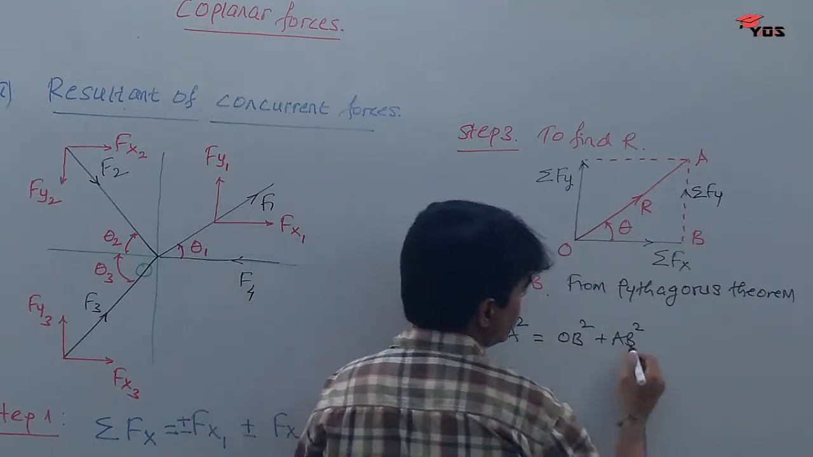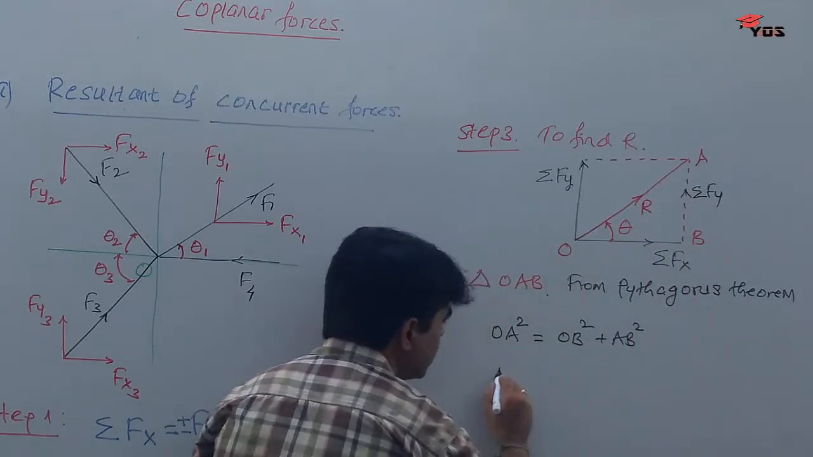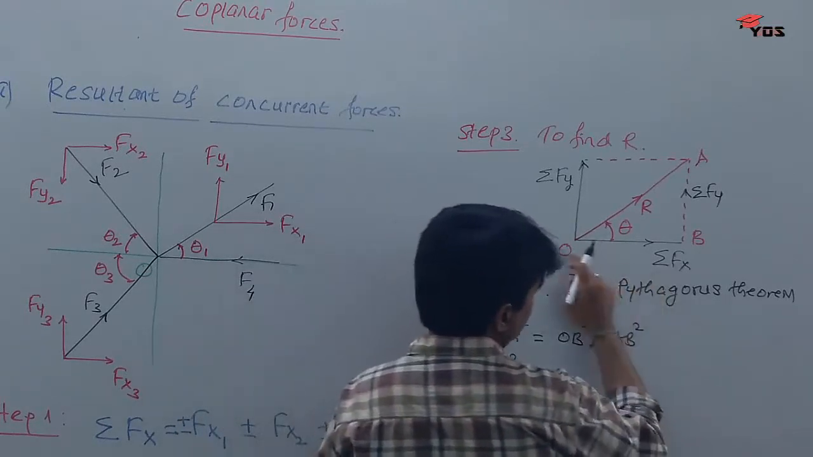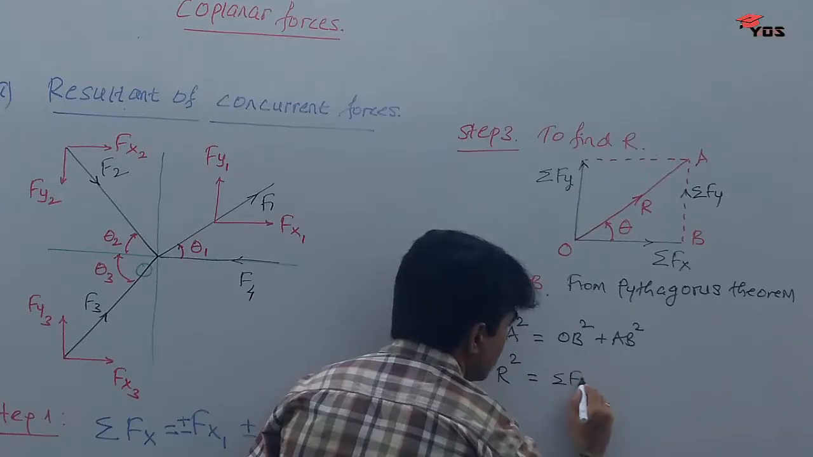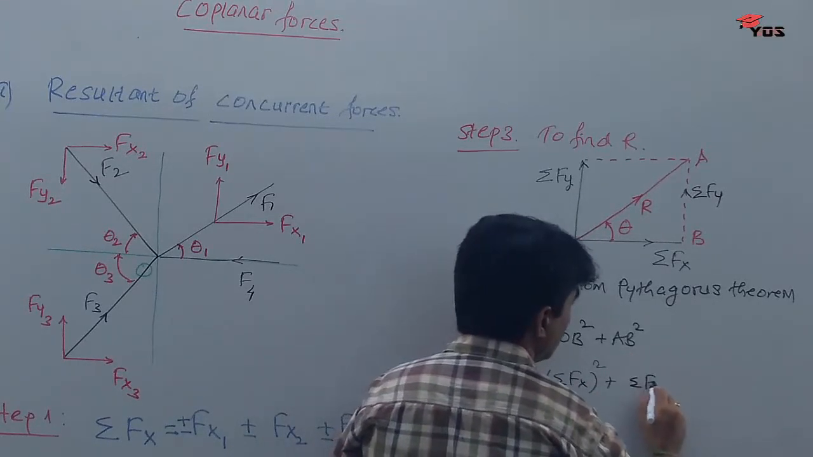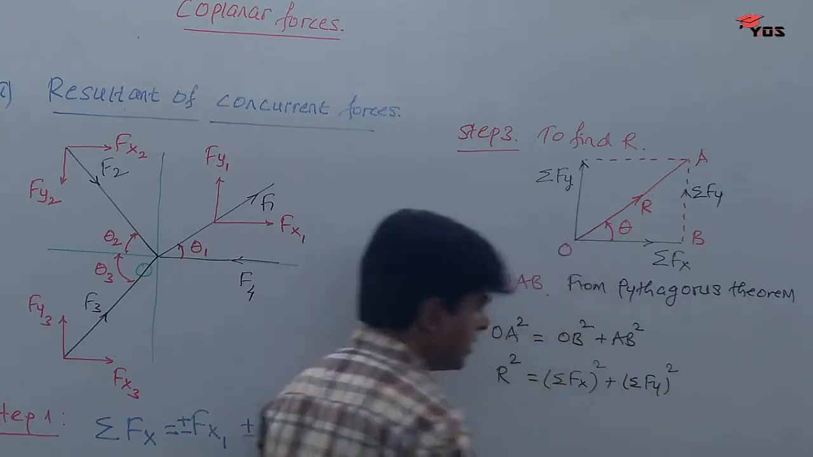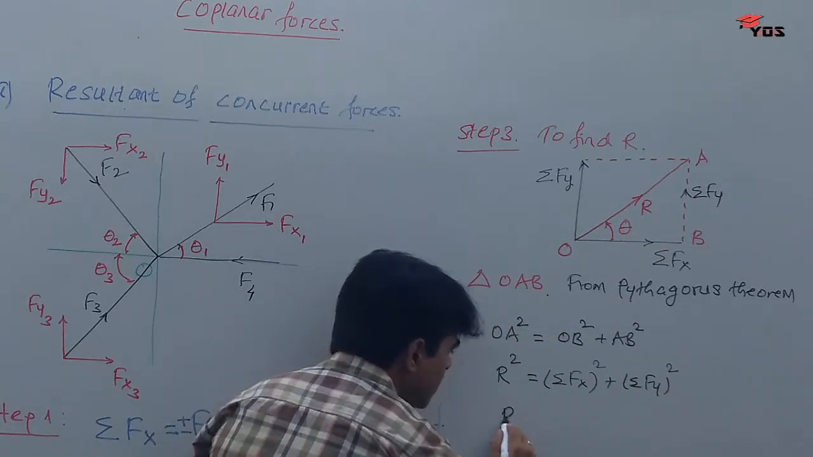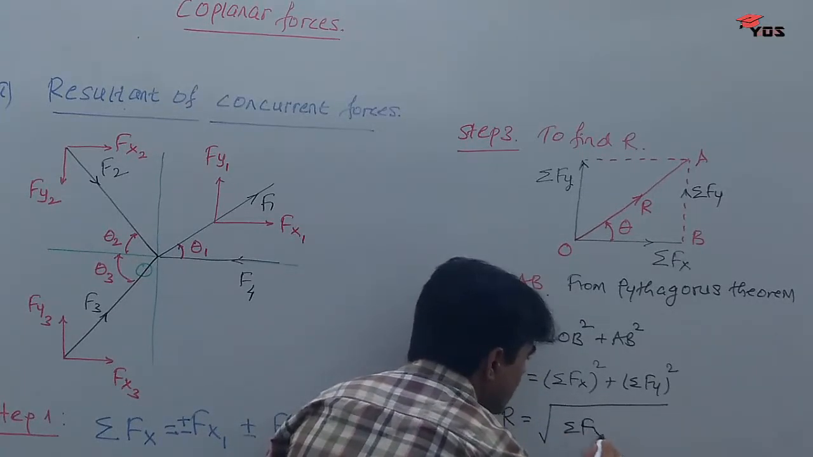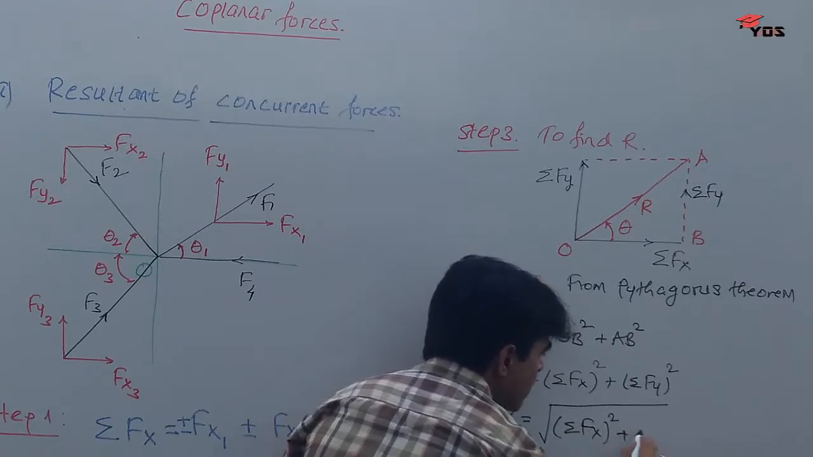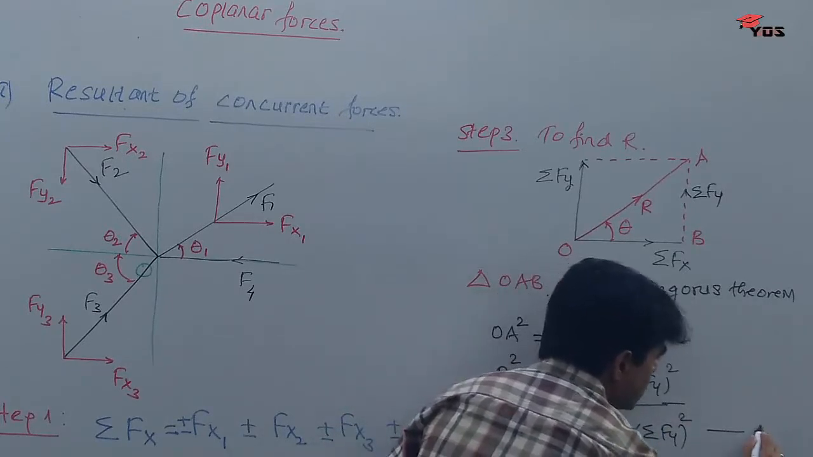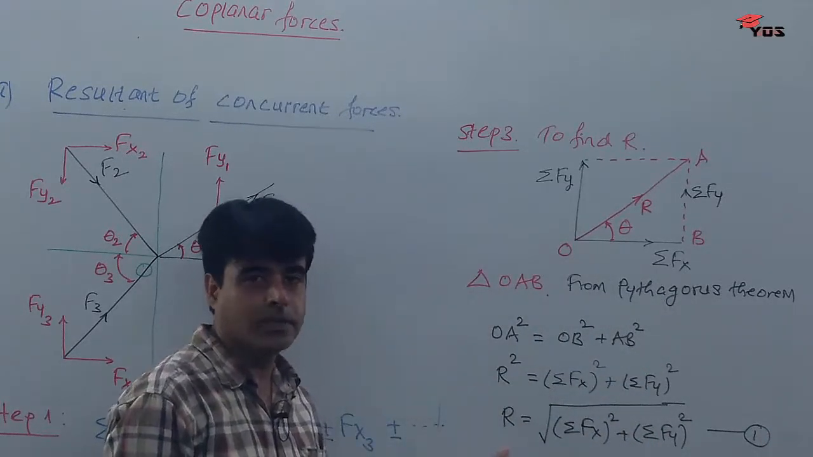Substitute OA, OB and AB. Along OA you have resultant R, it is R whole square. OB is sigma Fx, it is whole square, plus AB sigma Fy, the whole square. Now from this you get the value of resultant. R is given by root of summation Fx whole square plus summation Fy whole square. So now this is a very important equation to calculate resultant.